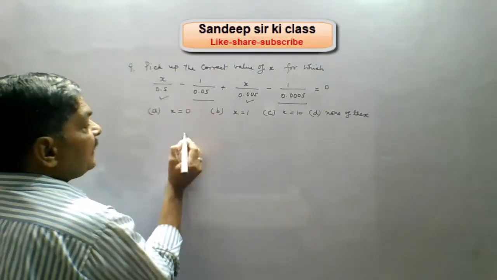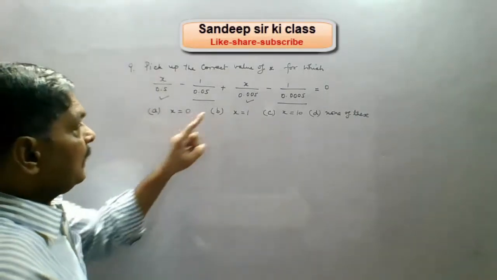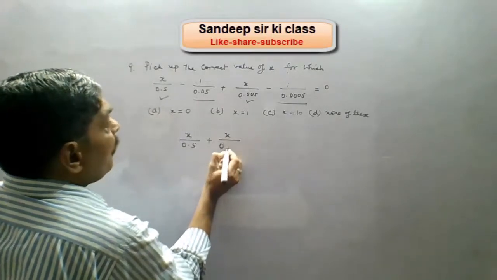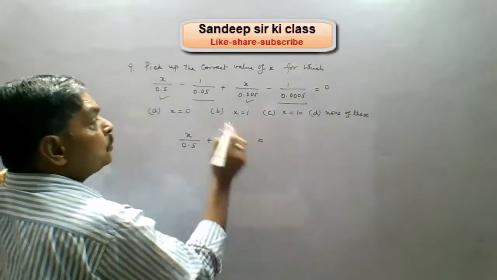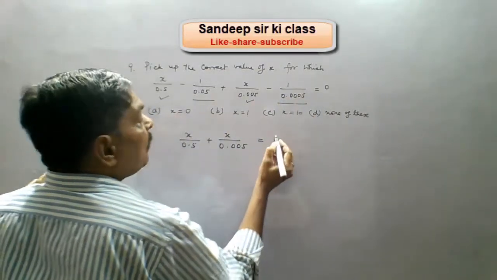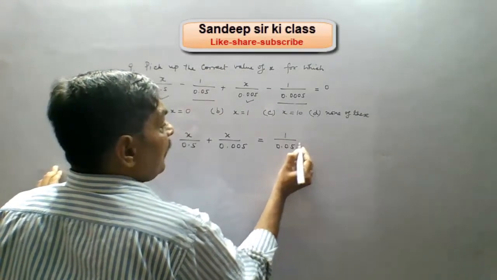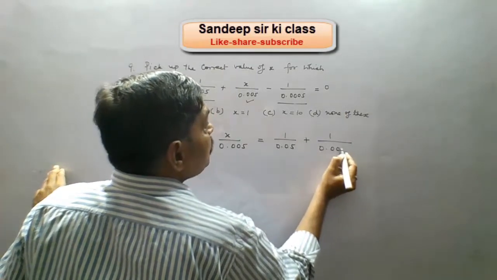So the first term is x upon 0.5. The second term is x upon 0.005. This equals, these terms are taken on the right hand side, so they will become of positive sign, 1 upon 0.05 plus 1 upon 0.0005.